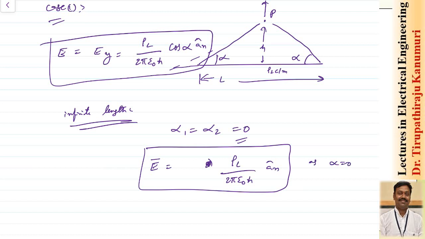In transmission lines, sometimes instead of rho L, they may represent it with lambda. If they represent it with lambda, you can just substitute lambda. So this electric field calculation we are going to use in transmission lines. There I will discuss it in detail once we come there.